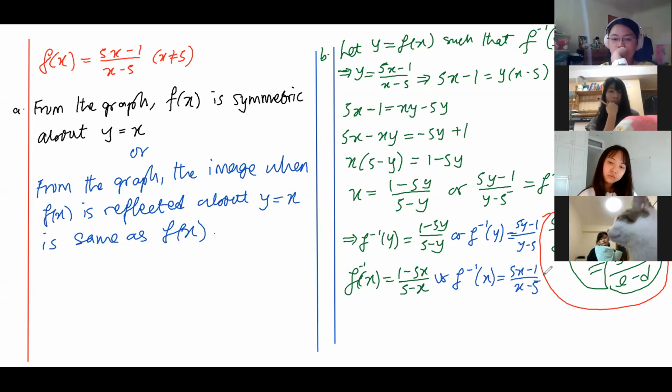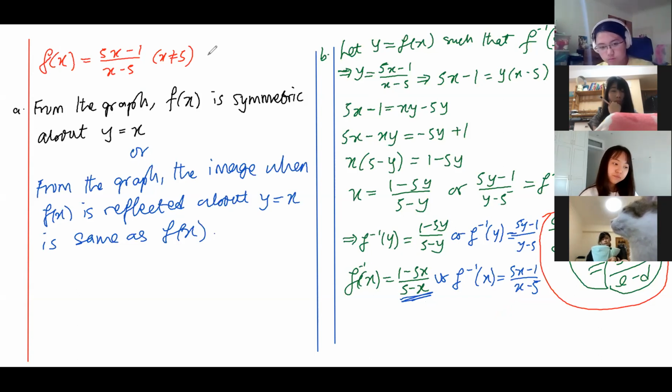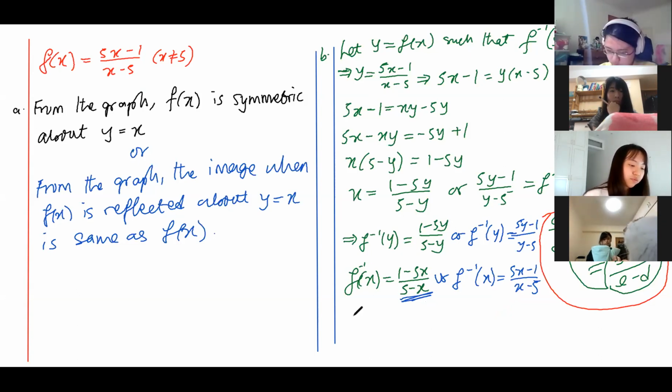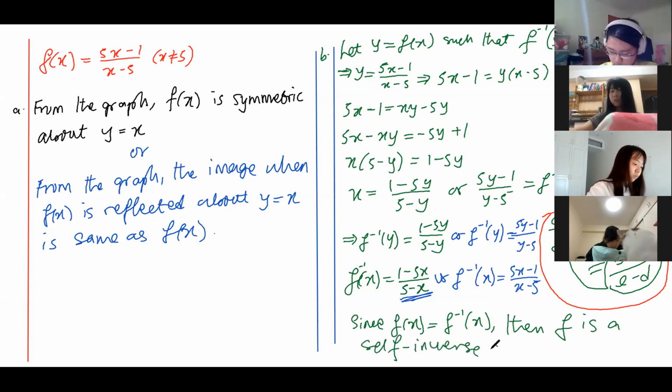So it's possible you try to find it and you get this. Don't forget you can simplify to put it in this form, so it looks exactly like the original function. I mean this. Okay, so using algebra, this is how you can show that it's self-inverse. So you may just write your conclusion. Since f of x is the same as my f inverse of x, then f is a self-inverse function.